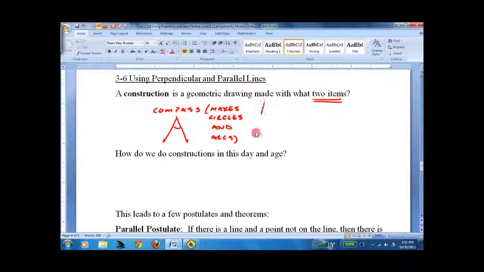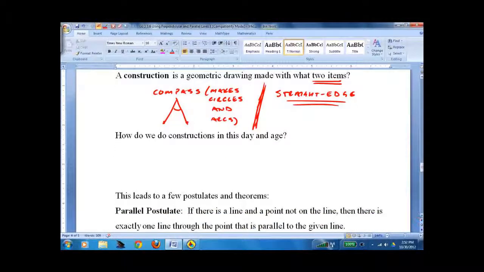And a straight edge. A lot of people say ruler. It's actually a straight edge. Use the compass to measure things. You've often seen that in the movies where they are marching across a map, measuring distances using a compass.